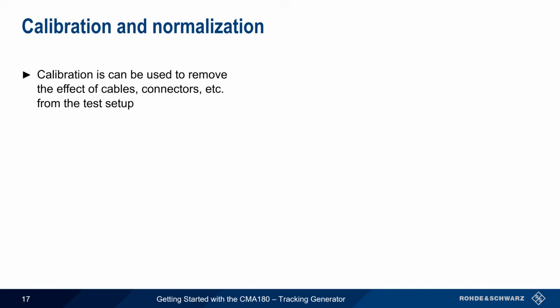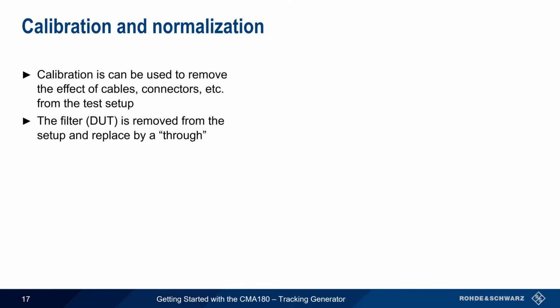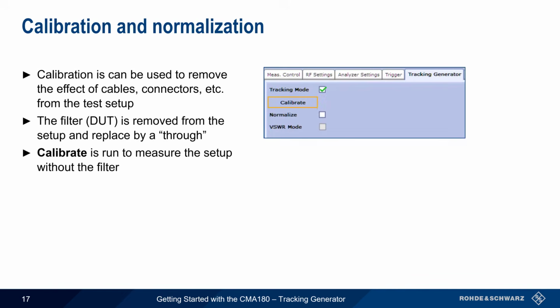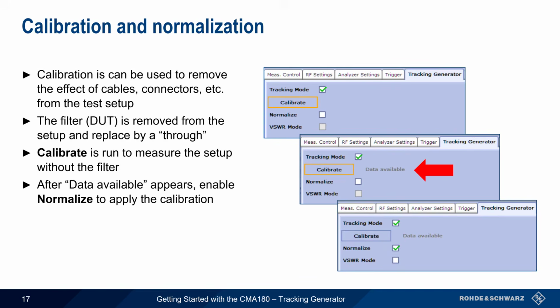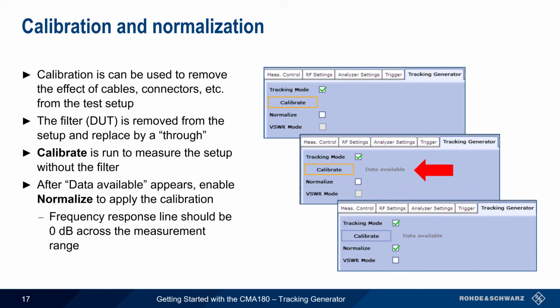Calibration can be used to remove the effect of the cables, connectors, etc. in the test setup. The filter or device under test is removed from the test setup and replaced by a simple through to connect the cable ends. Then, under the Tracking Generator tab, Calibrate is used to measure the test setup without the filter. After a few seconds, the CMA180 shows Data Available, and the normalization box can then be checked. At this point, the frequency response graph should look like a straight line at 0 dB. The through is then replaced by the filter, and the filter measurement results can be seen on the screen.